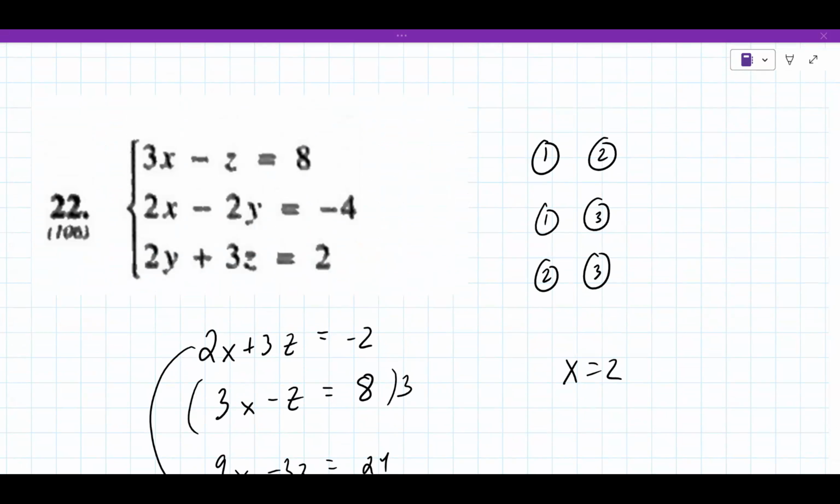So then z equals -2. Okay, I agree. And then what about y? And then with that, we get y equals 4. Okay.